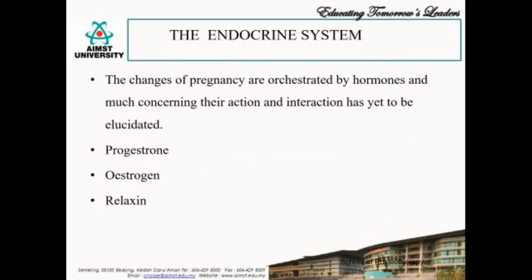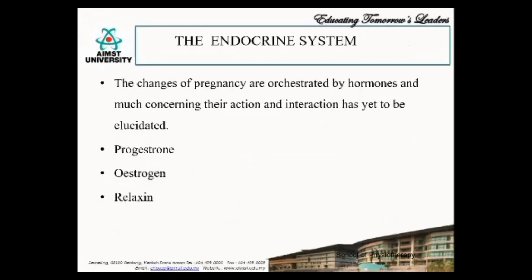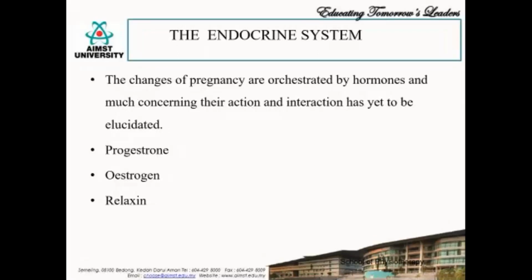So the endocrine system is nothing but the system which holds the glands, isn't it? So this system is responsible for the hormones. Since the hormones are the major issues, here we will see the endocrine system first. So we will be seeing three main hormones that will be secreted during the pregnancy. One is progesterone, another is estrogen, another is relaxin.